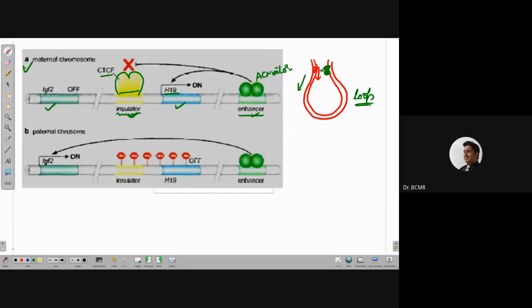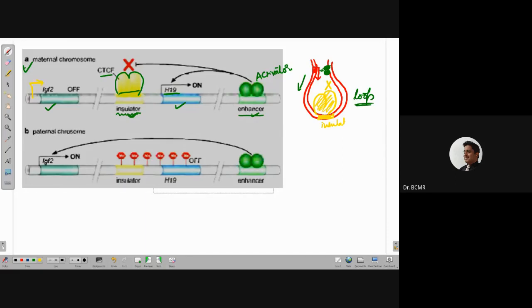Okay. So another possibility is that whether this DNA can loop or not is dependent on whether this location is bound by something or not. If CTCF, the insulator, is here, okay, this is the insulator. If CTCF protein is bound here, then it will prevent the looping. If CTCF is not bound here, then looping is allowed. Okay, I will get back again.